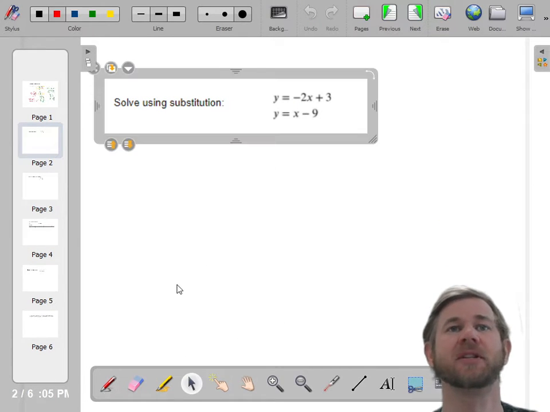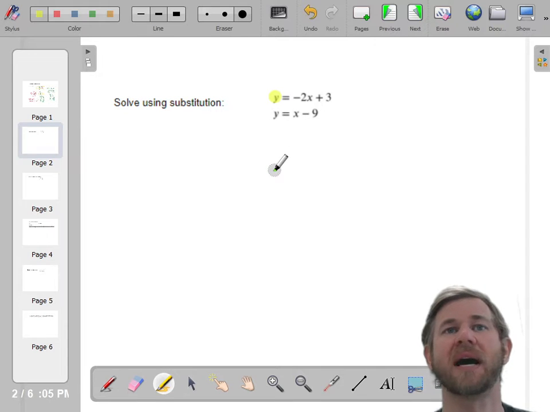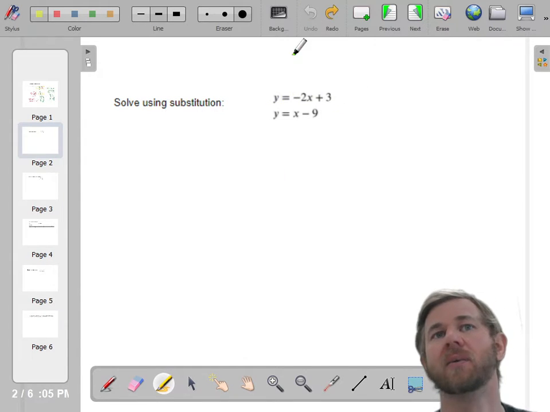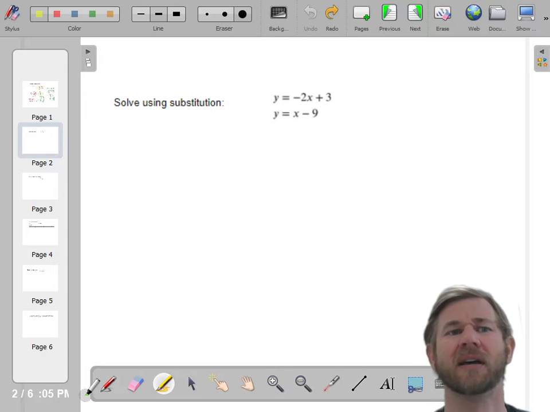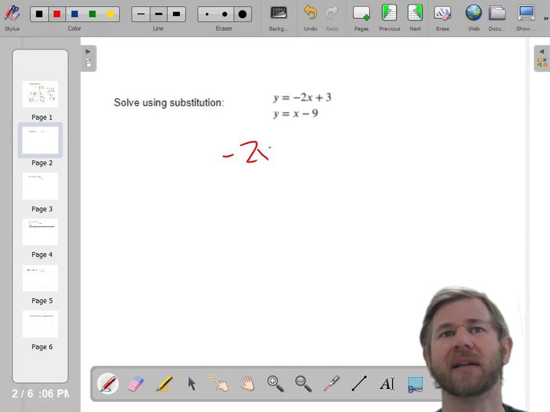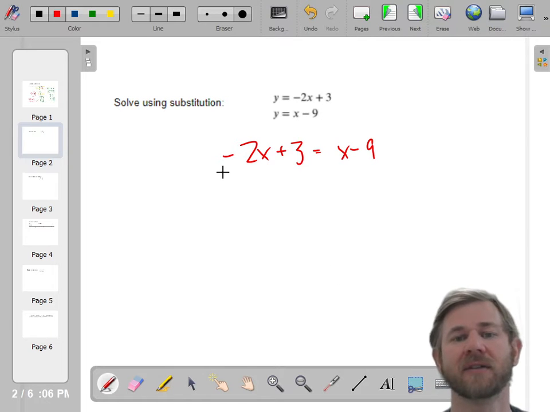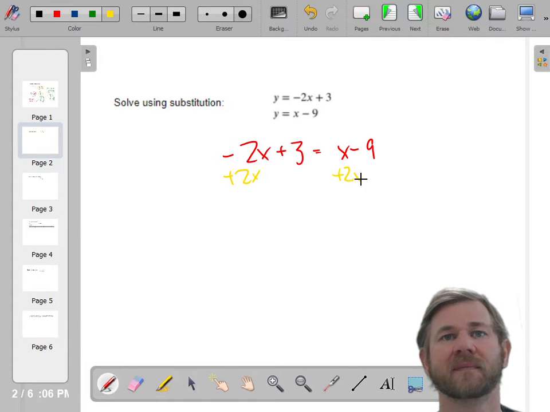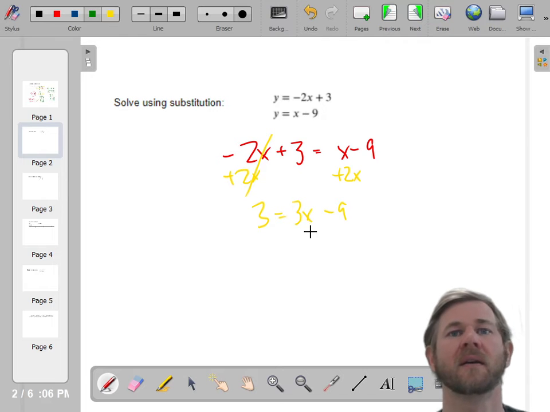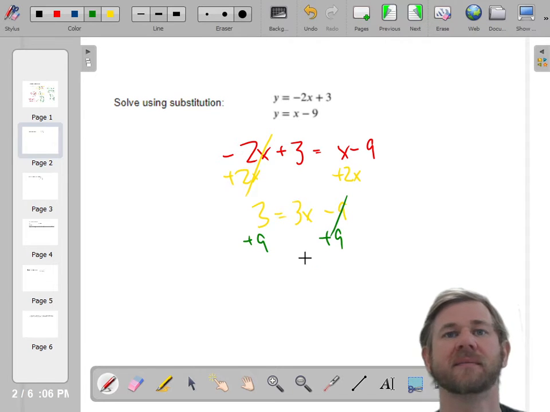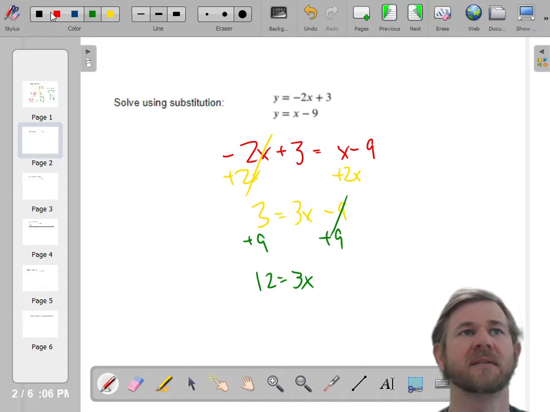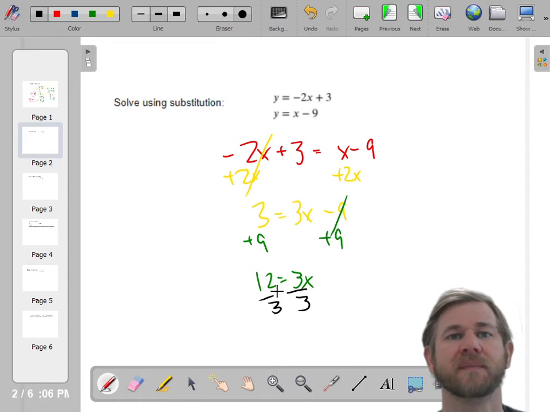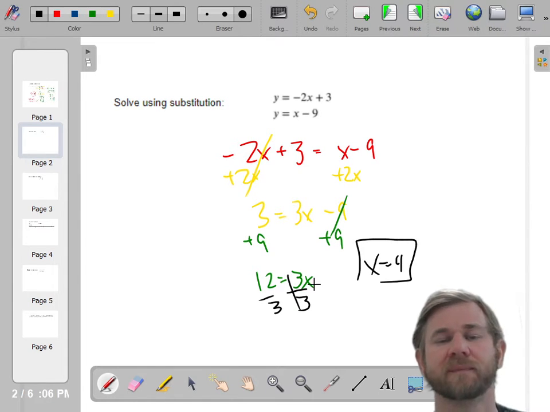So if it says substitution, that means everywhere we see a y, we're going to replace y with that. Well, that means that we're going to set them equal to each other because they both equal y. So this is going to look like this. Negative 2x plus 3 equals x minus 9. So this is pretty easy. I'm going to get all my x's on one side. 3 equals 3x minus 9. I'm going to add 9 to both sides. 12 equals 3x. I'll divide both sides by 3 and say x equals 4.